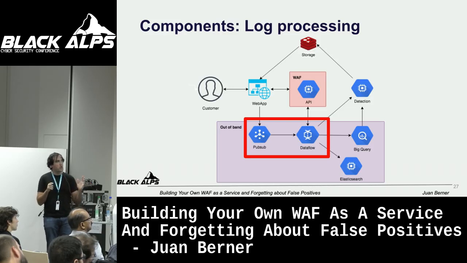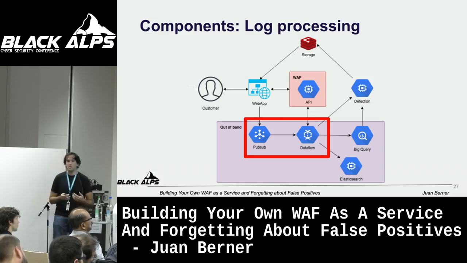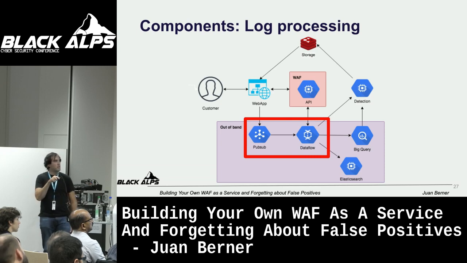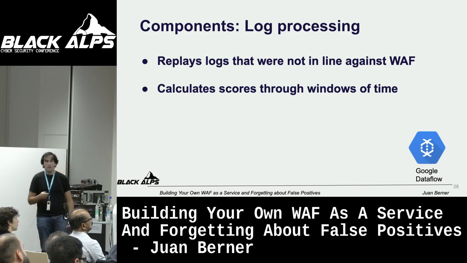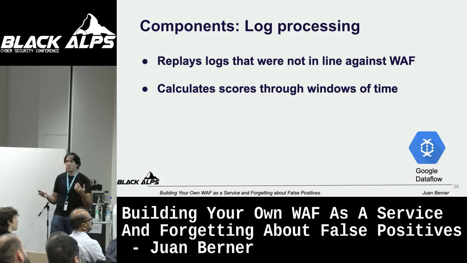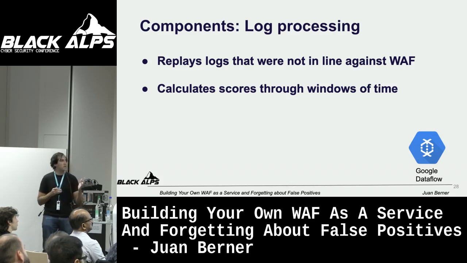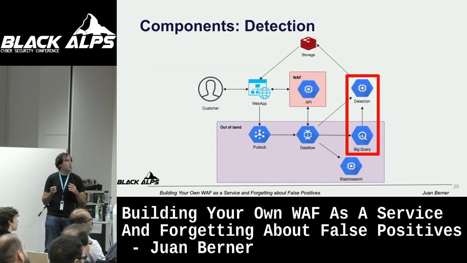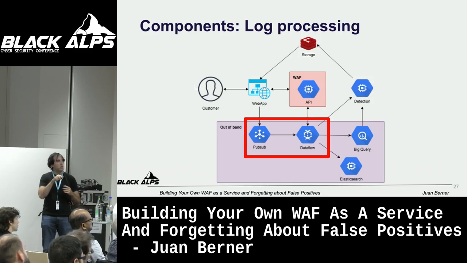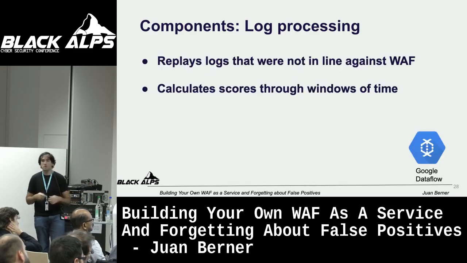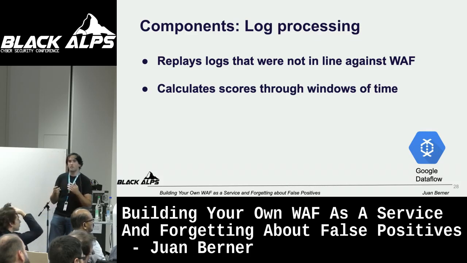So to continue on the high-level overview, you then need to be able to process out of band. So that means that we are not adding latency to a customer itself. The request just went to our application and then it was sent through a queue in the form of a log. For that, in this particular case, I'm using Google Dataflow, but you can use pretty much any component that provides the same capabilities. It's going to be able to replay the requests against the WAF, which were not replayed through the web application. And it's also going to calculate scores in windows of time. So how many times I have seen this in a period of time.